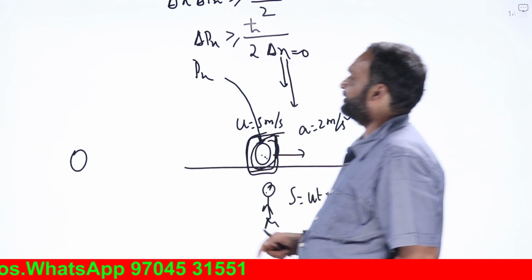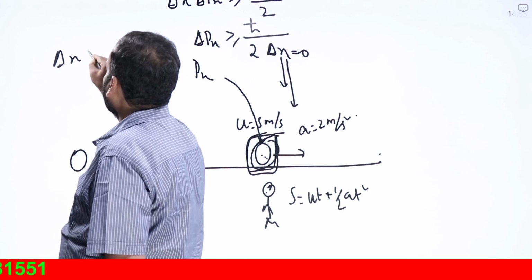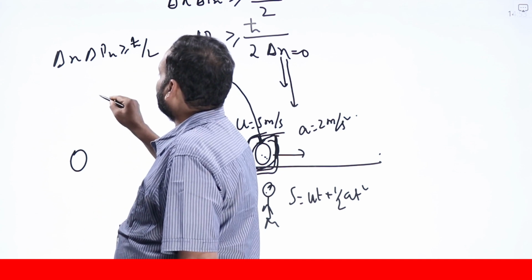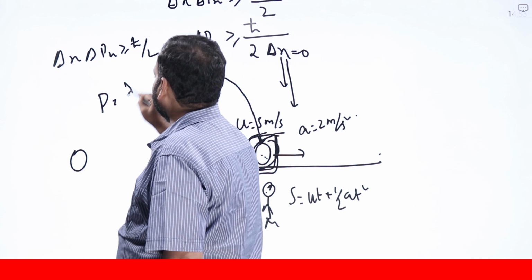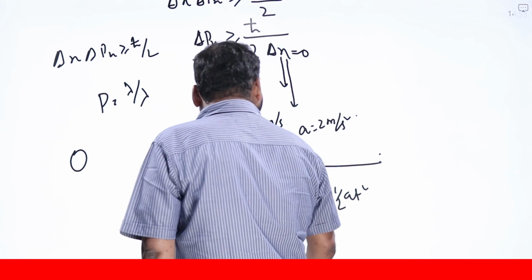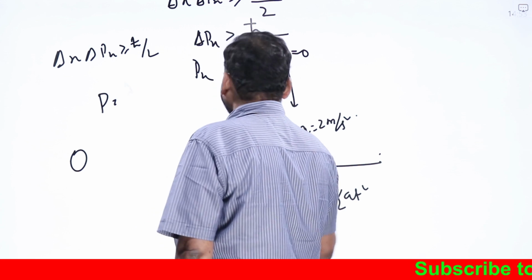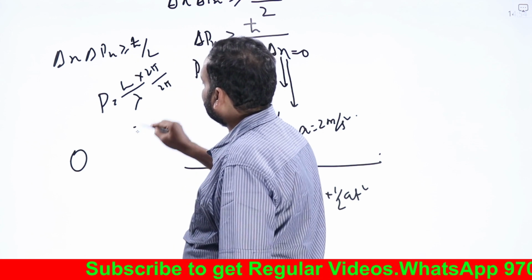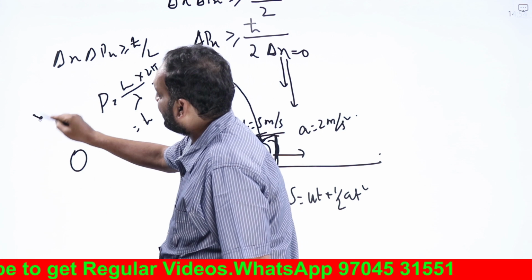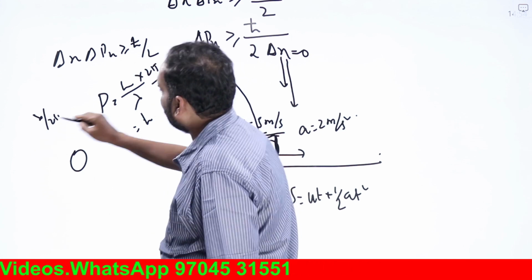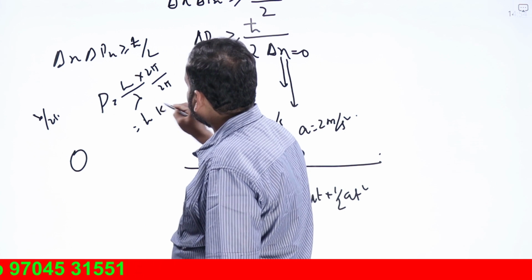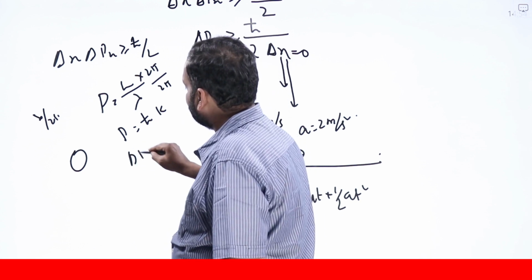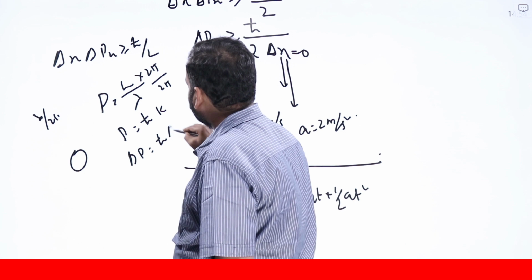So delta x into delta px is greater than or equal to h bar by 2. Now, we know that according to the de Broglie concept, P, the linear momentum of the particle, equals h by lambda. I'll multiply and divide by 2 pi. h by 2 pi is nothing but h bar, and 2 pi by lambda I'll take as k, such that 2 pi by lambda is k. So I can write P equal to h bar k. Now delta P, h bar being a constant, is h bar into delta k.